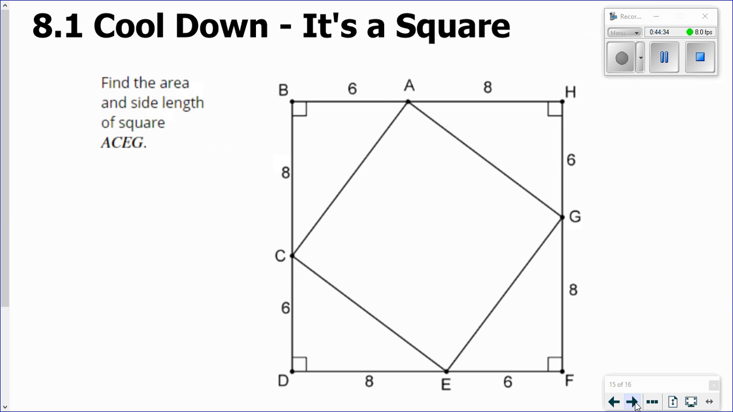All right, so now is your opportunity to work on your 8.1 cool down. Utilize the enclose and subtract method to find the area of the tilted square ACEG. Please show all your work, and as soon as you're done, you may turn it into the inbox. And that will be it.